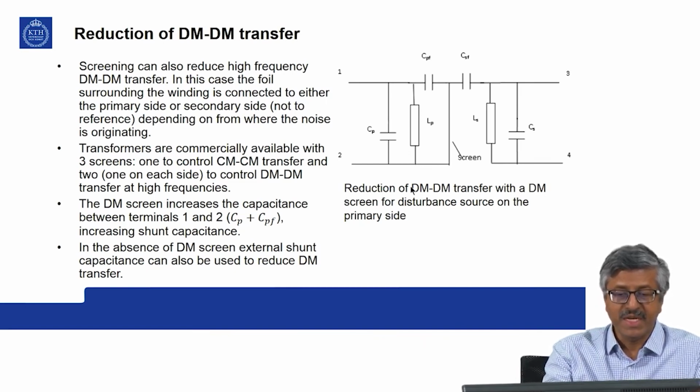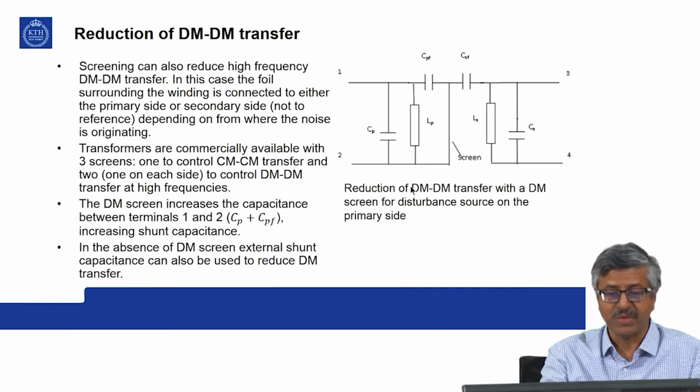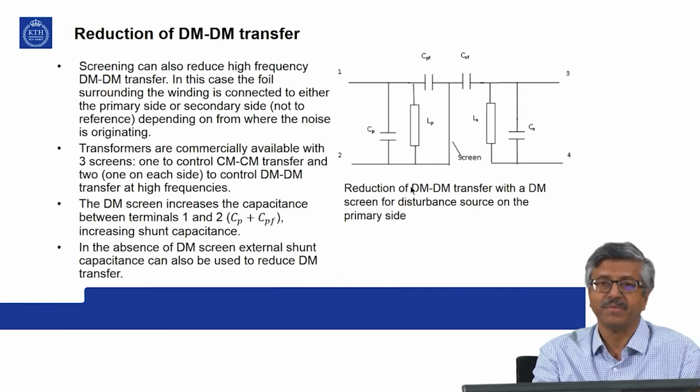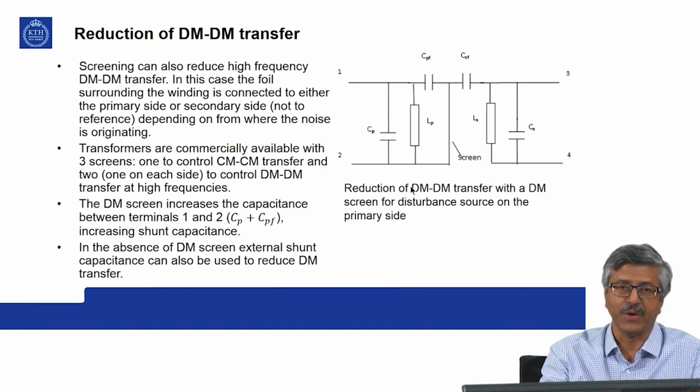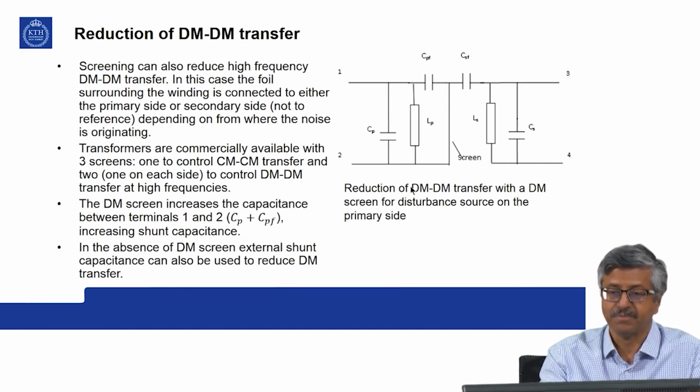The DM screen increases the capacitance between terminal 1 and 2. Usually that is not any big problem. In the absence of a DM screen, external shunt capacitance can also be used to reduce DM transfer. That is just by shunting the noise like a noise filter. So, that will be a cheaper solution than providing screens.